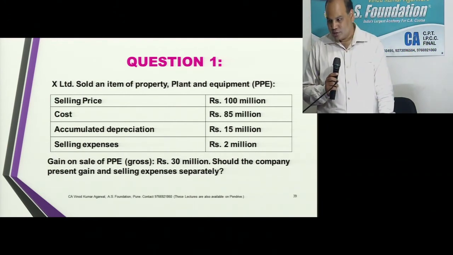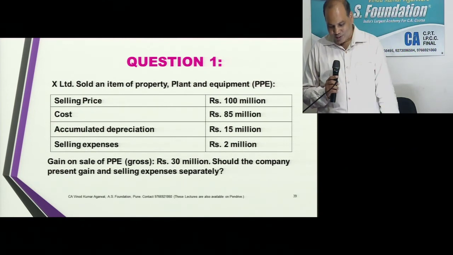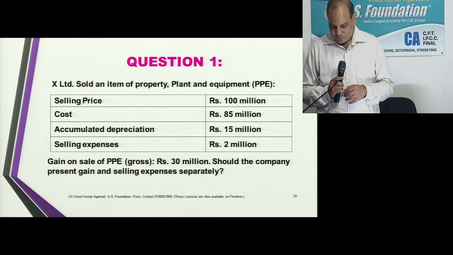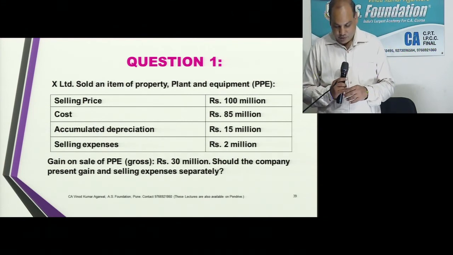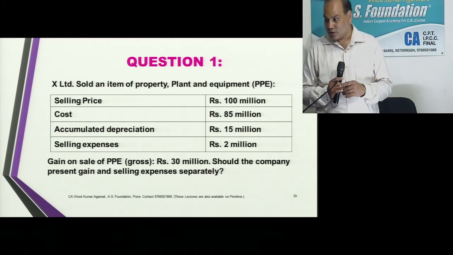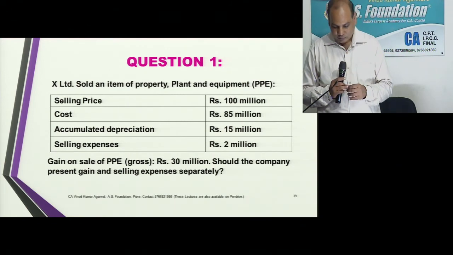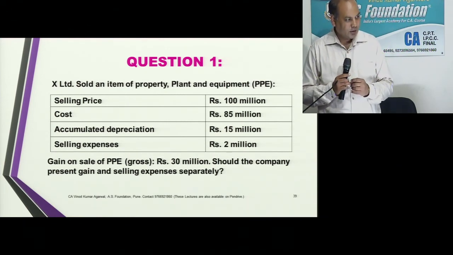Don't turn the page. X Limited sold an item of PPE, selling price 100, cost 85, accumulated depreciation 15. Don't look at the answer. Selling expense is 2 million. Otherwise, from the next time, I will not give you the answer. You want answer or you don't want answer? Don't want. Okay. No, you said we don't want answer.